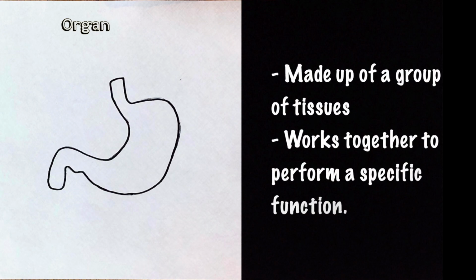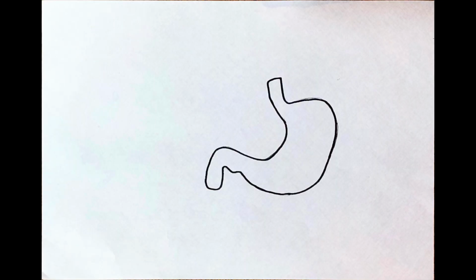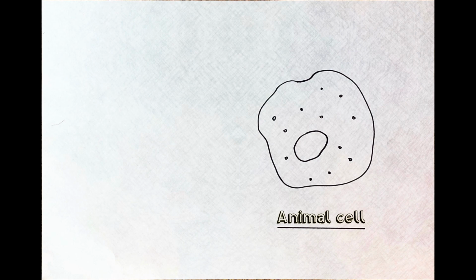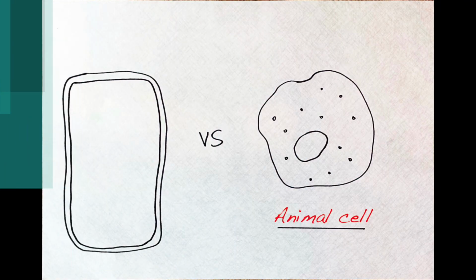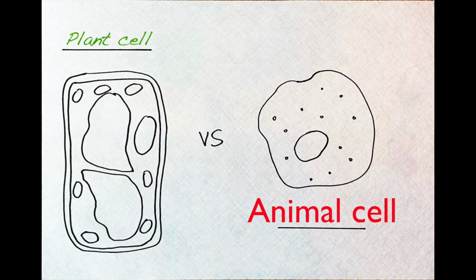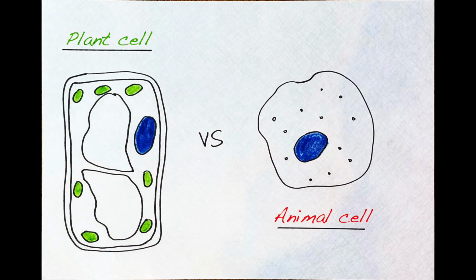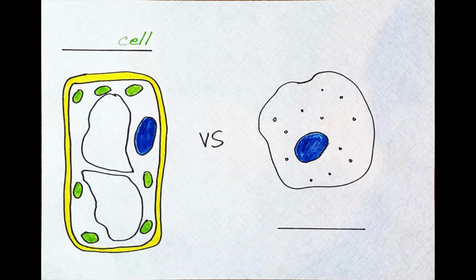An organ is a structure made up of a group of tissues, working together to perform a specific function. And the cell is the smallest structural and functional unit of an organism. There are two different types of cells, animal cell and plant cell. Next are the differences between these two types of cell.